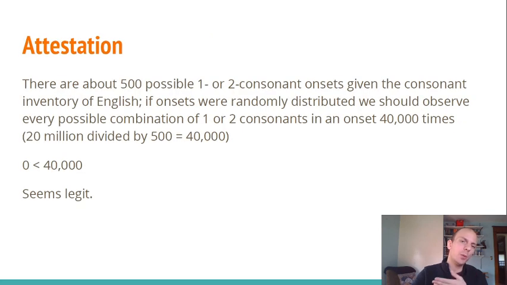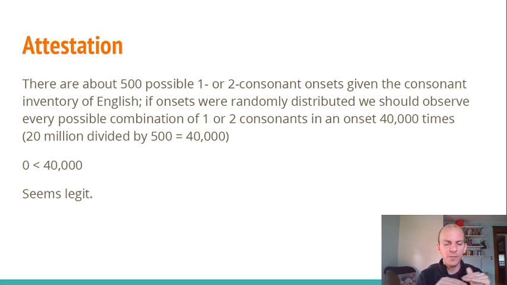Again, we can do a little bit more math here and say that given the sounds of English, there's about 500 possible one or two consonant onsets, right? Combinations of either just one thing or combos of two things in either order. There's 500 possibilities for onsets in English. We should observe every combination if things were distributed randomly. Of course, they're not, because language isn't done randomly.